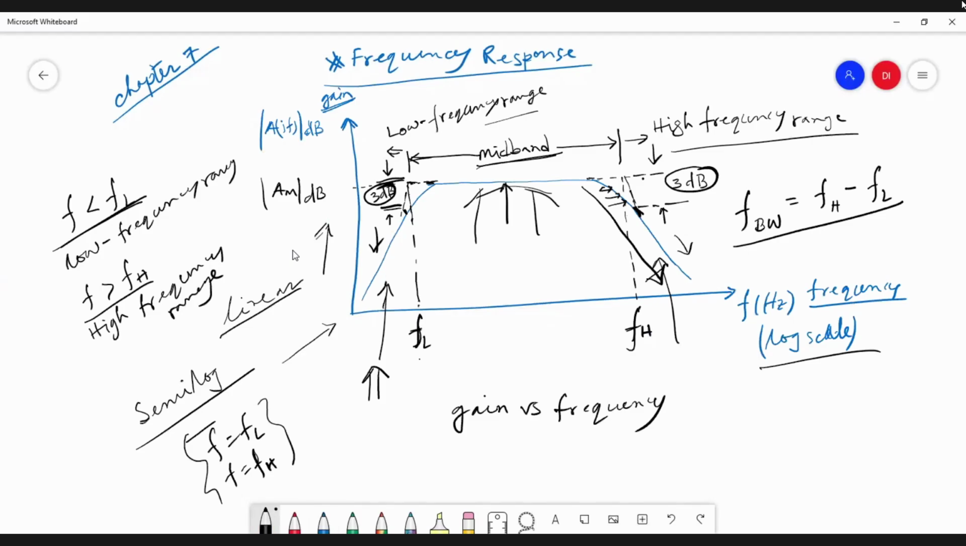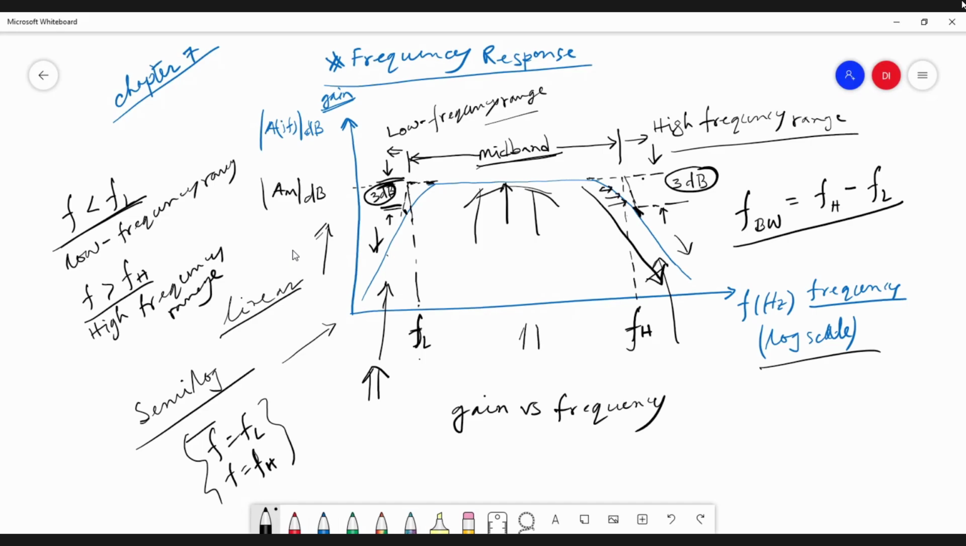When the frequency decreases to a certain point, the gain also decreases. Even if the frequency increases to a certain point, the gain also decreases. This phenomenon happens because of the coupling and bypass capacitor effect, and also the load capacitor or parasitic capacitor, or you can say the transistor capacitor effect. So this is basically the basic idea of the amplifier frequency response.